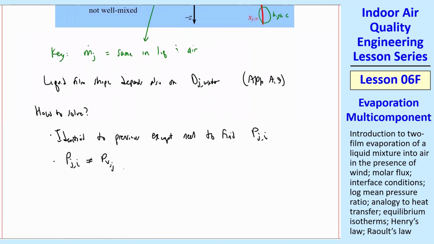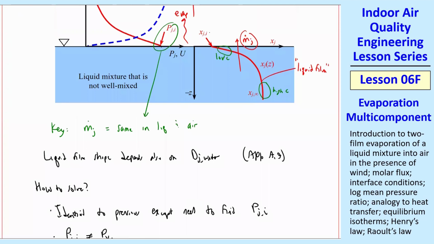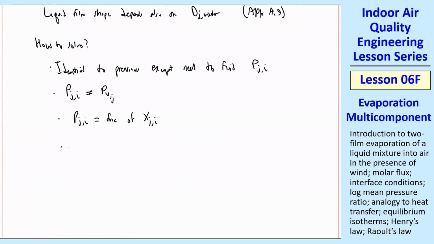And so it turns out that PJI is a function of XJI, and that you can use Henry's law, etc. But we don't know what XJI is. So we're going to have to iterate to find XJI, and PJI is proportional to that. That's all I'm going to say. Just see the example in the text, and I will not give a homework problem or any exam problems on this double film, two film case. So all you have to worry about is the single film case.